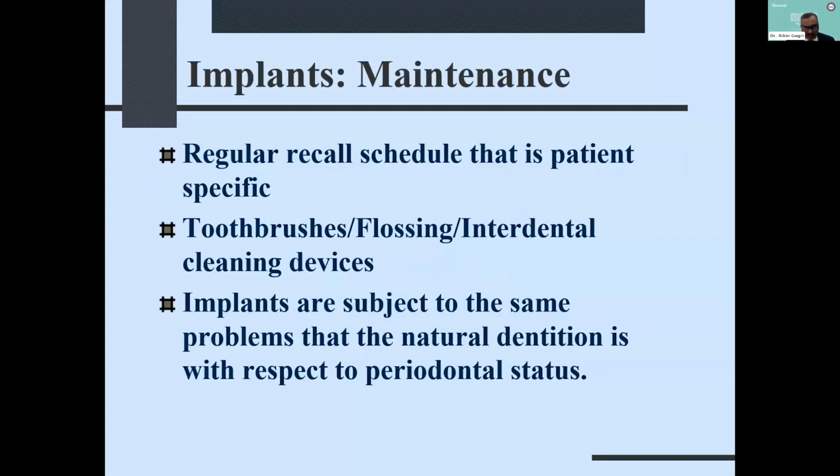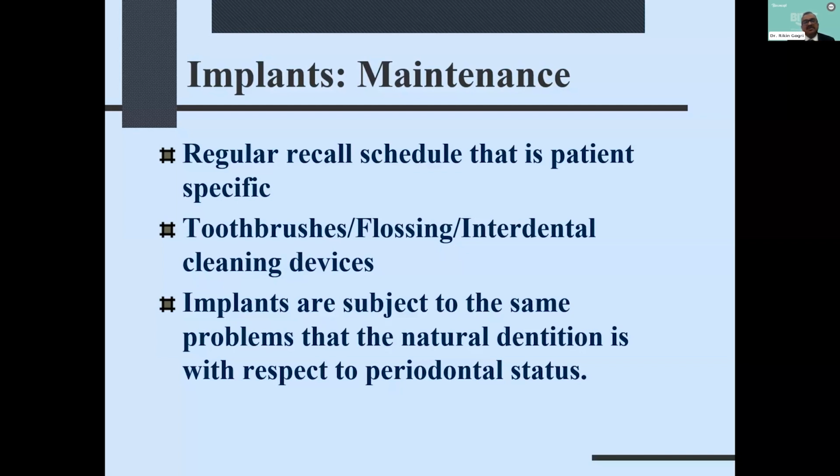Maintenance of implants: a regular recall schedule, which is patient specific. If it's a single implant or a double implant case, you might recall the patient for a regular checkup once a year or maybe once in 2 years. But if it is a full mouth case where the oral hygiene is also a little bit of a problem, then you have to call the patient at least once in 6 months to check the food lodgement. Is the patient maintaining good oral hygiene, has the food lodgement been cleared off, is he flossing properly, is he brushing properly, is he using those devices which you have suggested?